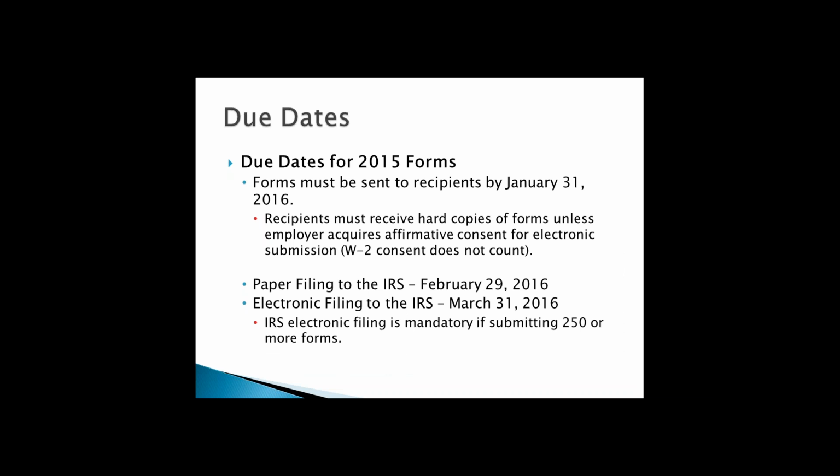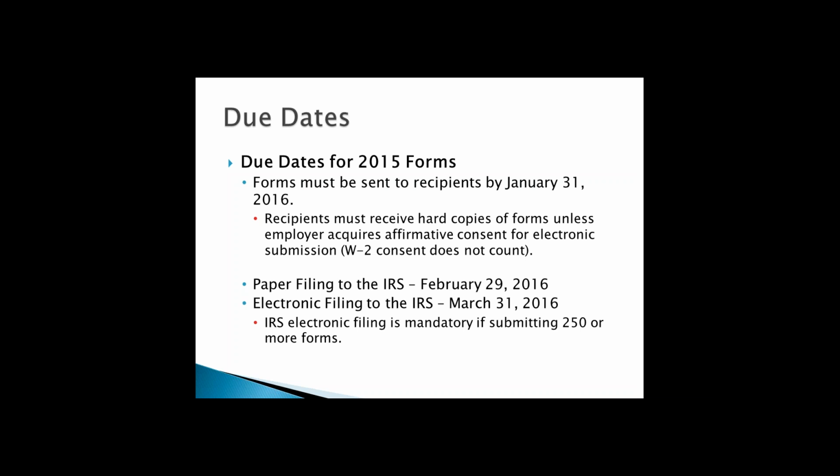So with that, obviously, all of these forms have a due date. So those due dates are: all forms must be sent to recipients by January 31st of 2016. Keep in mind that this is the same date as to when the W-2 and 1099s are due to recipients as well. Recipients must receive hard copies of the form unless the employer acquires affirmative consent for electronic submission. So unfortunately, the W-2 consent for electronic submission does not count towards the ACA consent for electronic submission. So it's a separate consent form that will have to be filled out from the W-2 consent form.